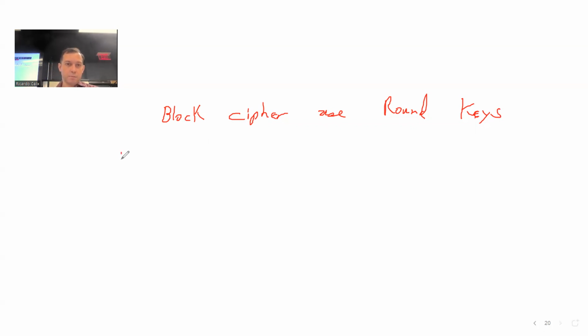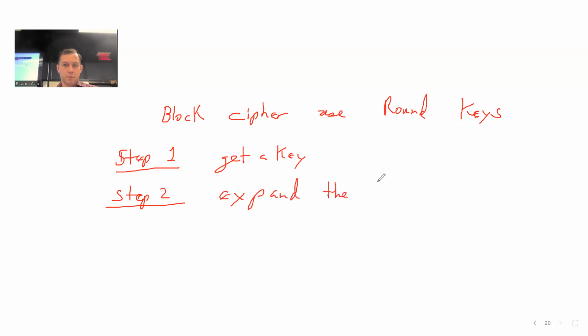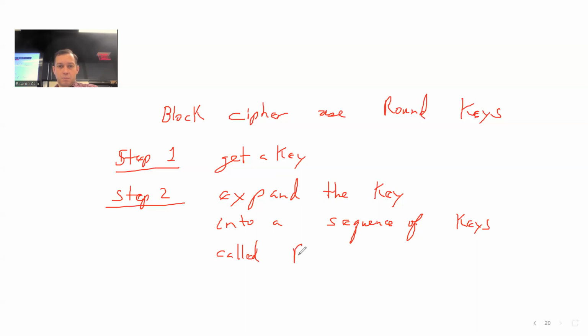So step one, get a key. Okay, step two, you're going to expand the key into a sequence of keys called round keys.